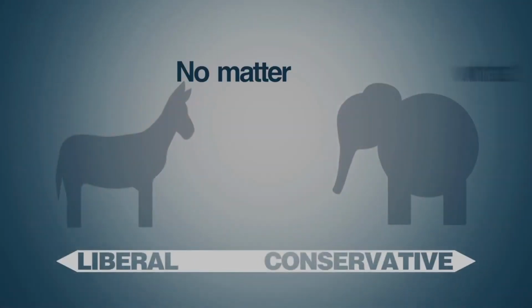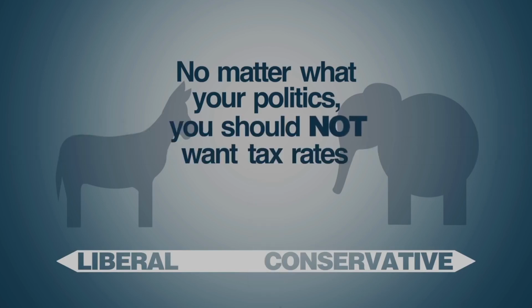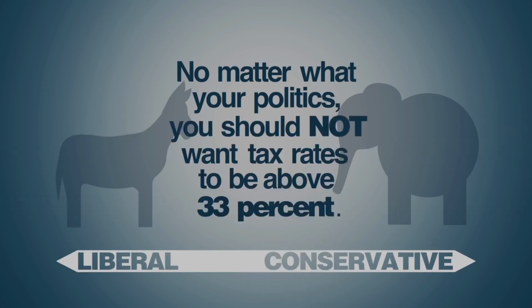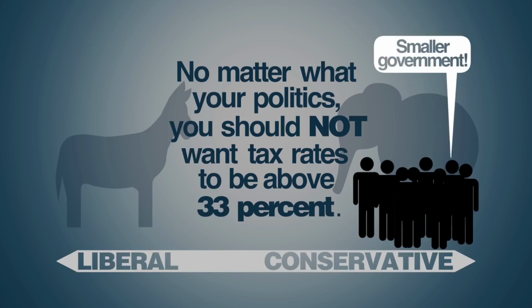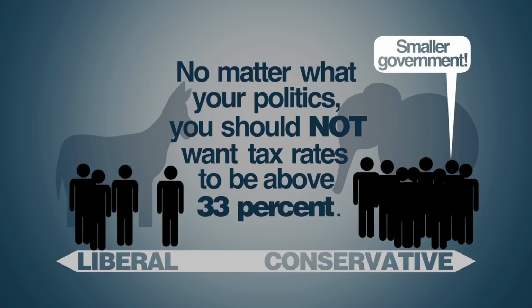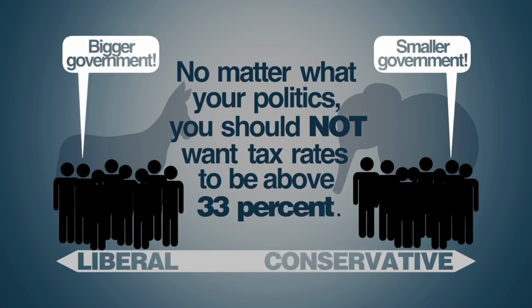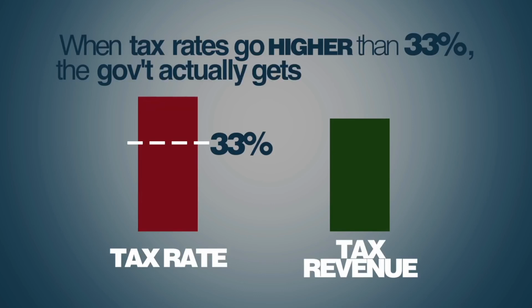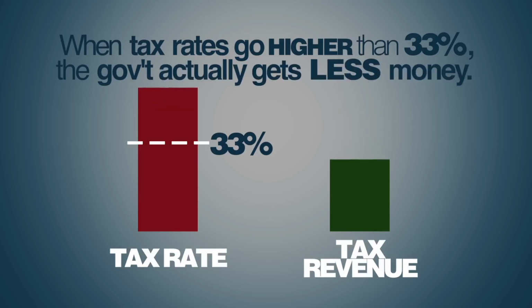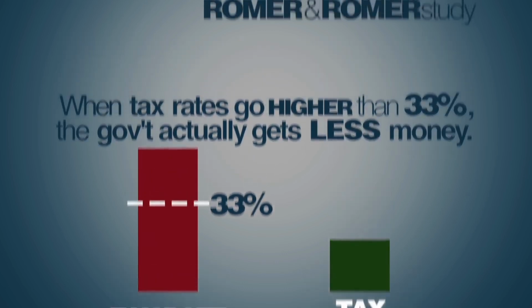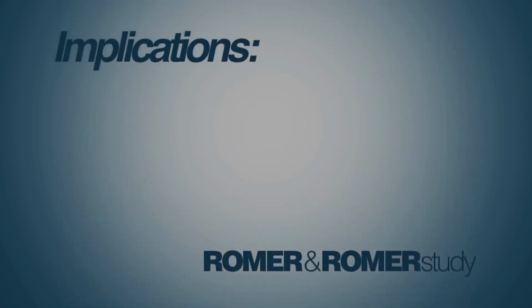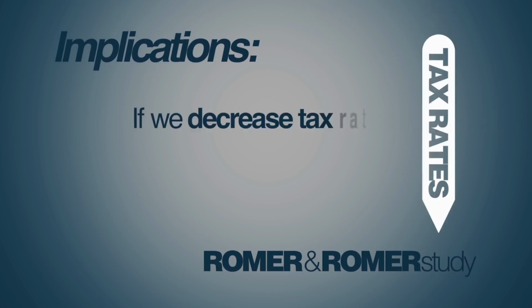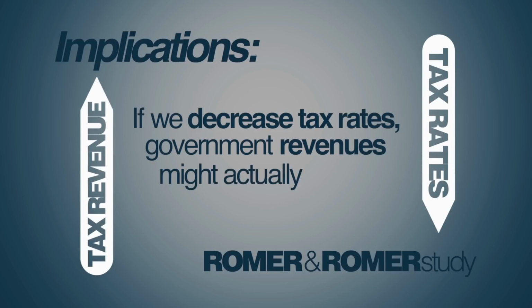Let's now put these findings into political terms. They suggest that no matter what your politics, you should not want tax rates to be above 33%. Obviously, conservatives and many moderates think rates should be lower than that. But even if you are an extreme left-winger and your only goal is to make government as big as possible, you should still oppose a tax rate higher than 33%. The reason is that, as the Romer and Romer study suggests, when tax rates go higher than that, the government actually gets less money. Everyone of every political persuasion should pay attention to the Romer and Romer study and its important implications. They suggest that if we decrease tax rates, government revenues might actually rise.